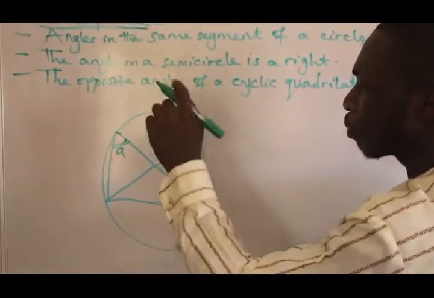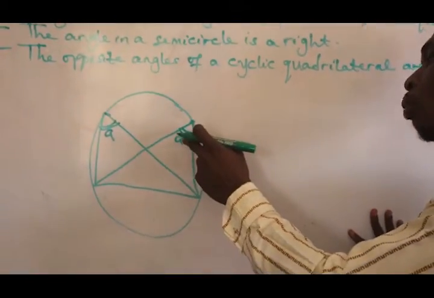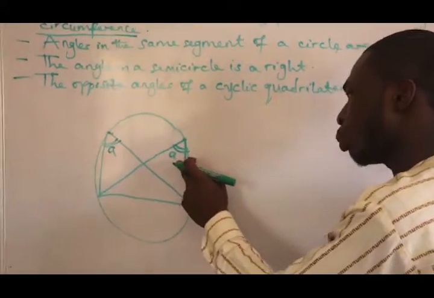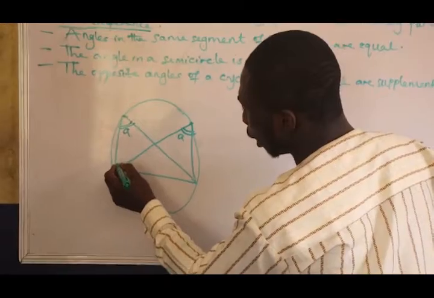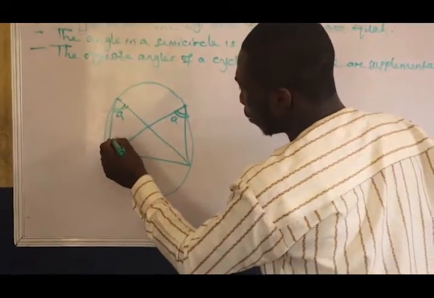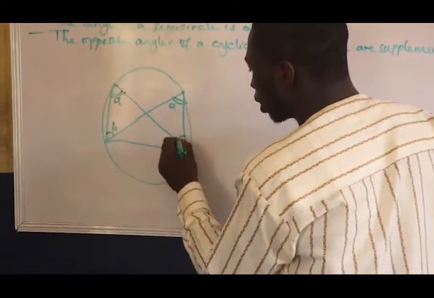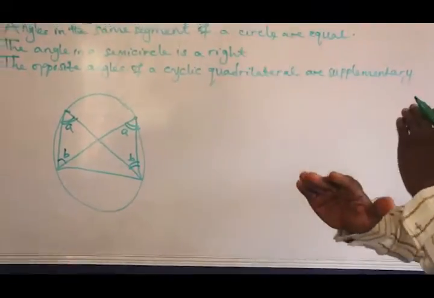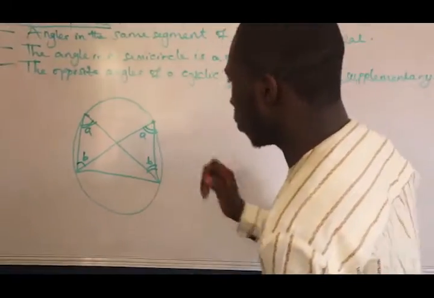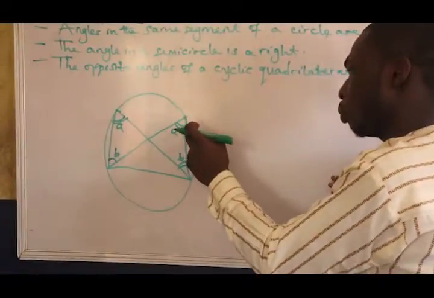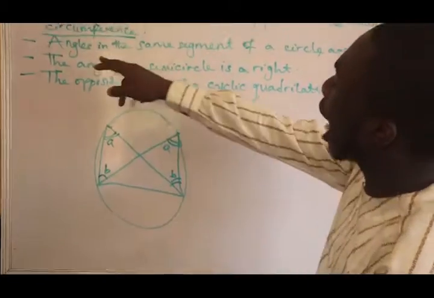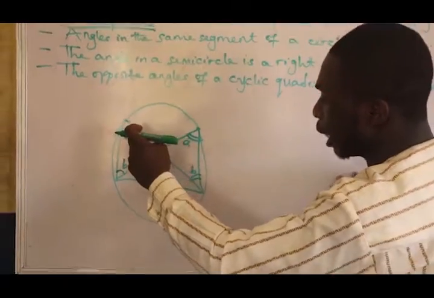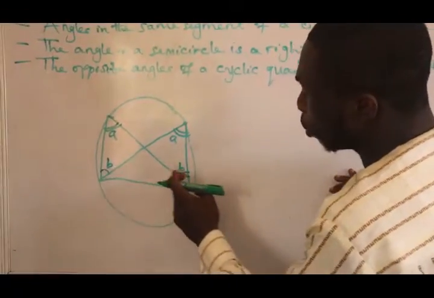So whatever you have here, if you have A here, this angle must also be equal to A. If you have 50 here, this place must also be 50. The same way here, if you have B here, this place equals B also. Can you get that? Just like the S shape, the butterfly shape you have. If you have A here, this place must equal A. So angles in the same segment of a circle are equal. If you have A here, this place equals A. If you have B here, this place equals B.